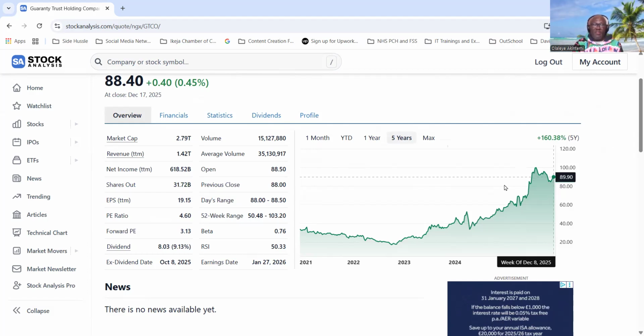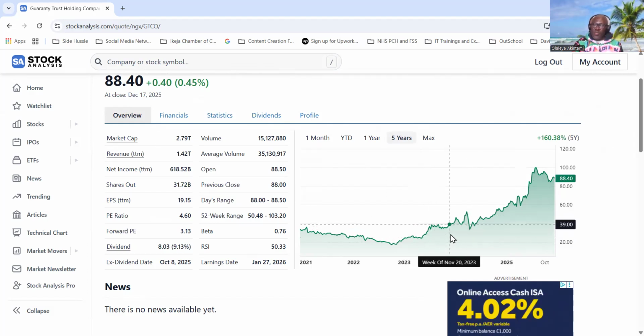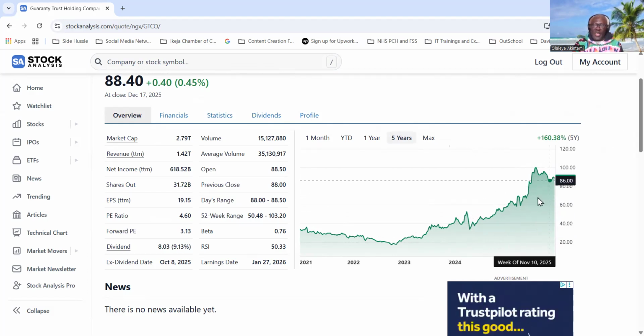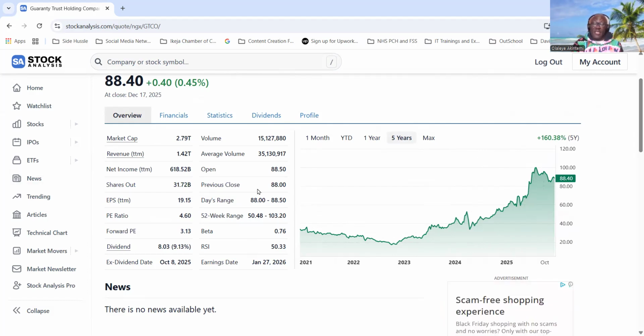So if you buy a good stock, even if the price is going down, don't panic. It will still go up again. That's the lesson you need to learn, and that's the difference between a trader and an investor. An investor keeps their stock for a very long time. They don't panic, they don't sell. They keep their stock for a very long time.